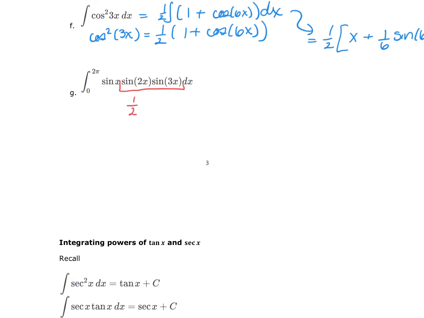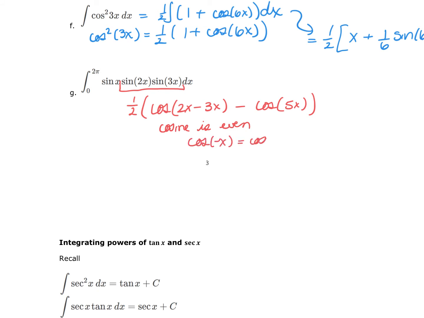This becomes 1/2. And then inside I'm going to have the cosine of the two angles. So I have angle 1 minus angle 2, which gives me 2x minus 3x. And then minus the cosine of adding those angles, which is 5x. So you can see this won't be too bad, at least part of it. And I say at least part of it because what I'm going to have here is 1/2 the cosine. This is going to be negative x, but cosine is an even function. Cosine is even, which means the cosine of negative x is just the cosine of x. So I end up with 1/2 the cosine of x minus the cosine of 5x.